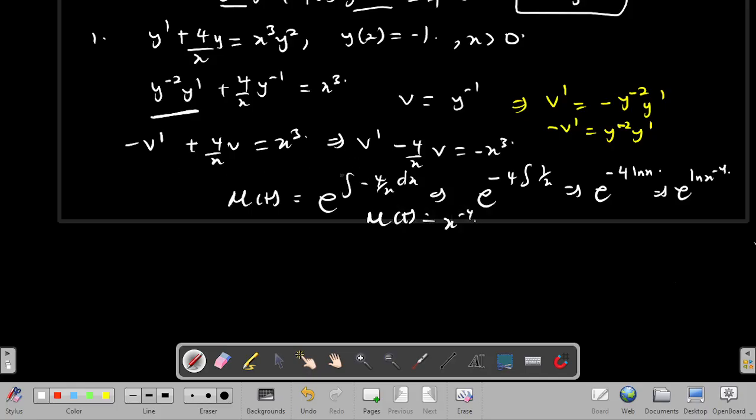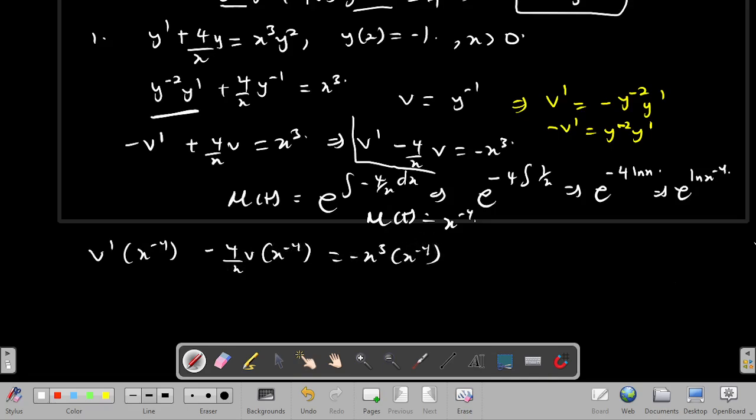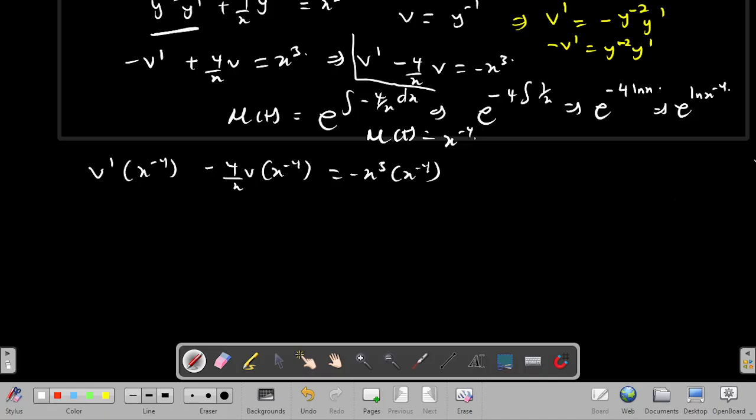I come back to my equation here, then I multiply everything by the integrating factor. So v prime times x to the power negative 4 minus 4 over x v times x to the power negative 4 is equal to negative x cubed times x to the power negative 4. In our linear equation, I showed you that whenever you get this expression, we will collapse it to give us v times our integrating factor all to the power prime. I've explained that, so visit that video. This should be equal to, when I simplify this, negative x to the power negative 1.